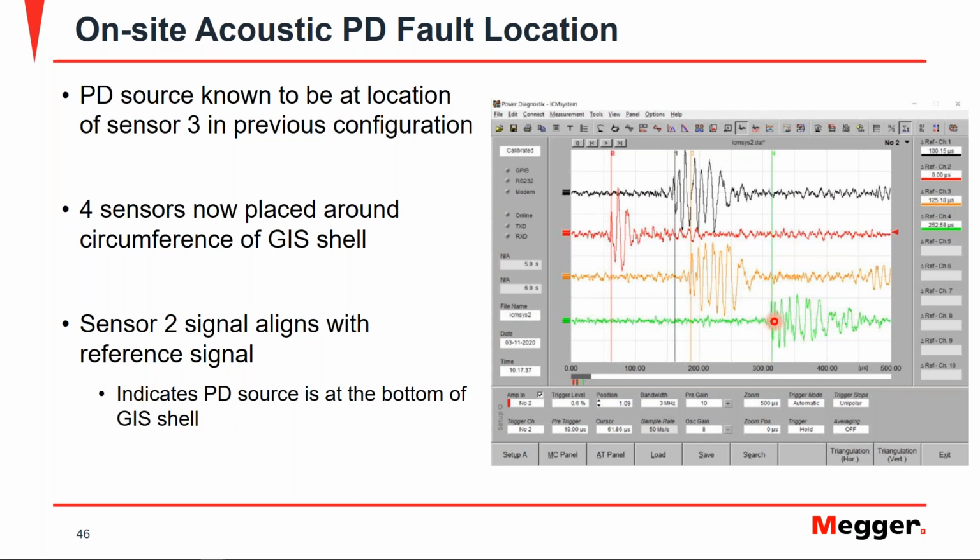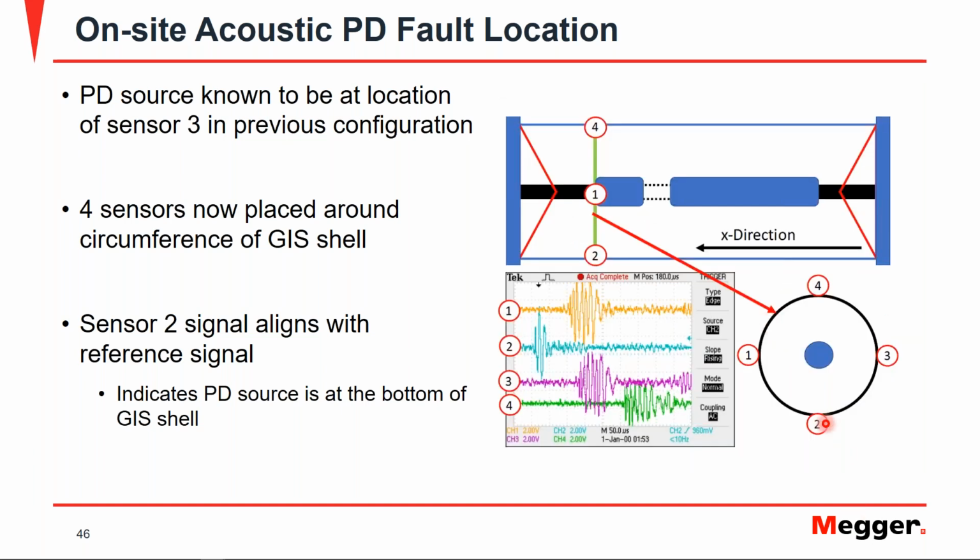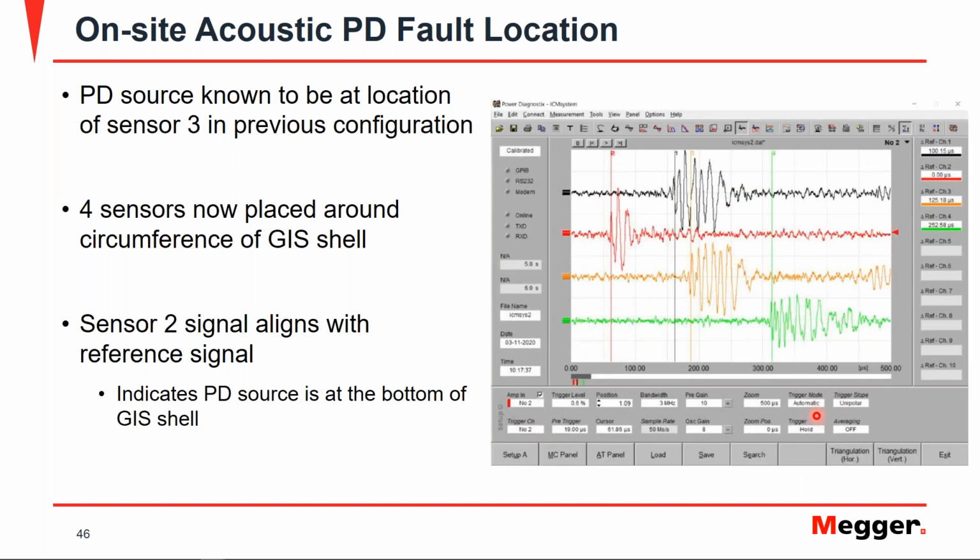And then of course 4, being the furthest away from the PD signal, is the last to reach. So now we've not only identified that there was a problem within the GIS, we located where it was in the X direction, and we've even identified that it's at the base or the ground potential of the GIS. So this just shows the ability of acoustic measurements to localize PD defects within GIS.